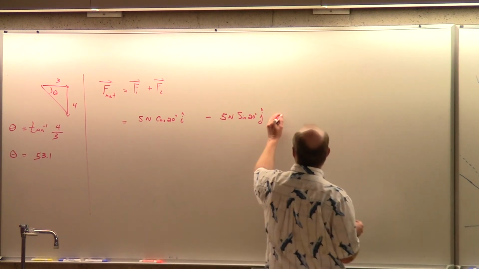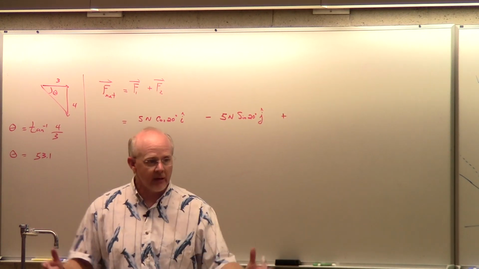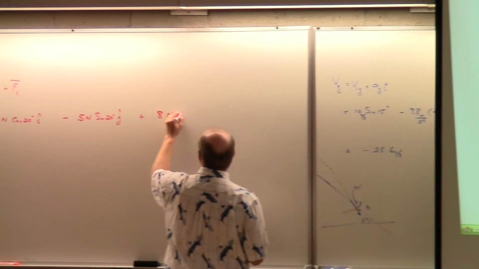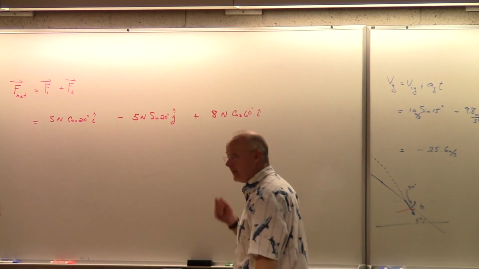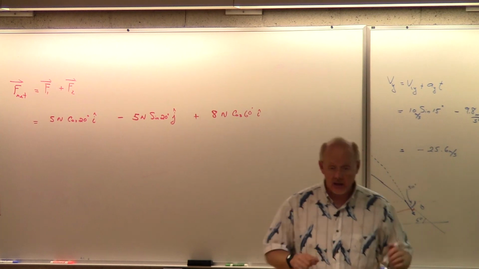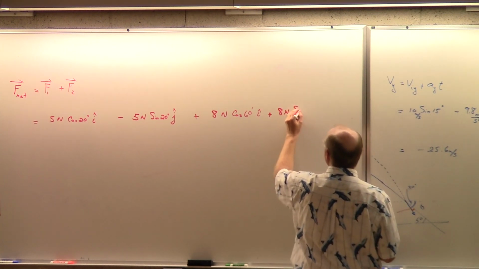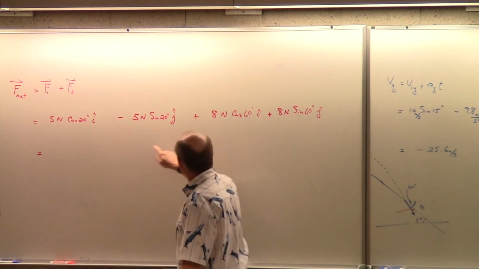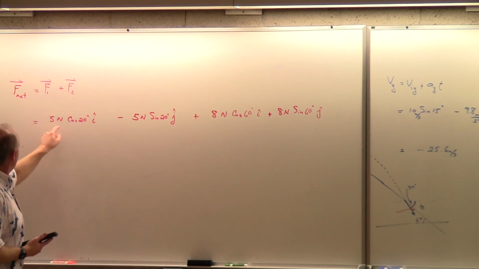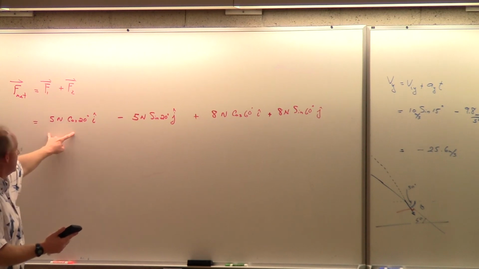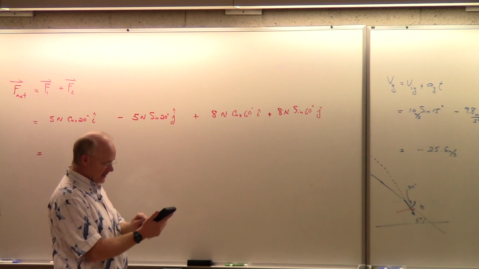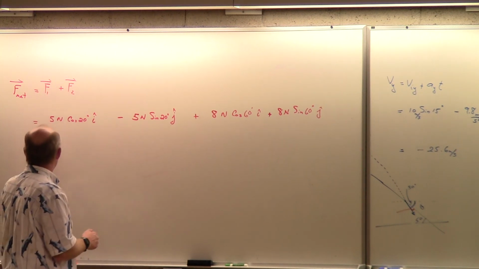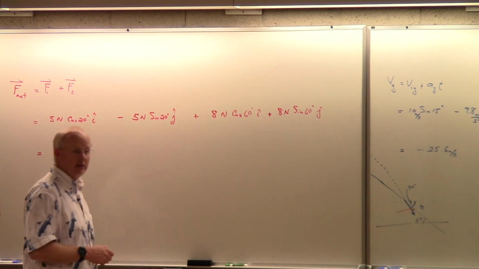So in order to add vectors together, you have to put x's with x's and y's with y's. That's why we did chapter 3. So then I would take my second force. Now my second force is a force of 8, and it's at 60 degrees according to this. So I'd write it as 8 newtons cosine of 60 degrees in the i-hat direction. And the vertical component of the second force would be 8 newtons sine of 60 degrees j hat. And so to add them, you put x's with x's. Putting 5 times cosine of 20 degrees together with 8 times cosine of 60 degrees, I get 8.70 newtons in the i-hat direction.